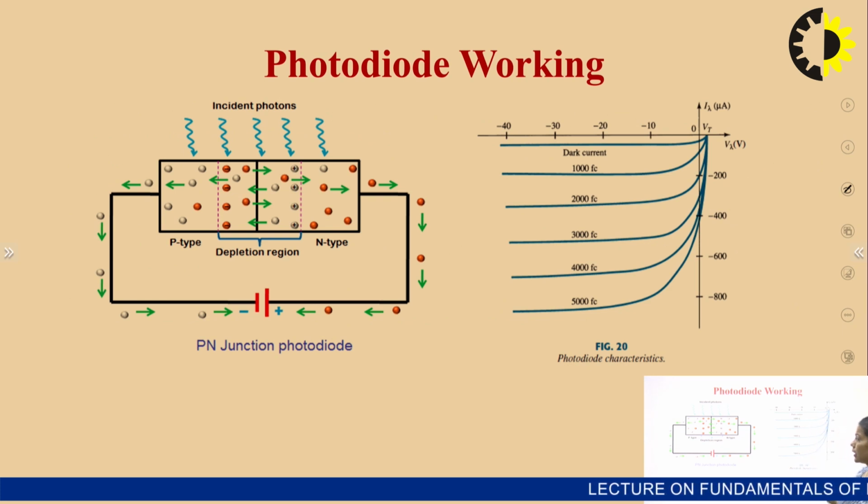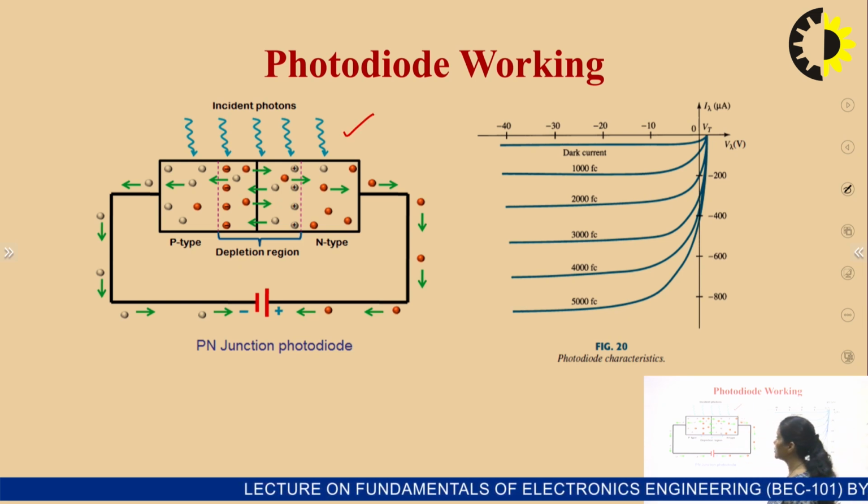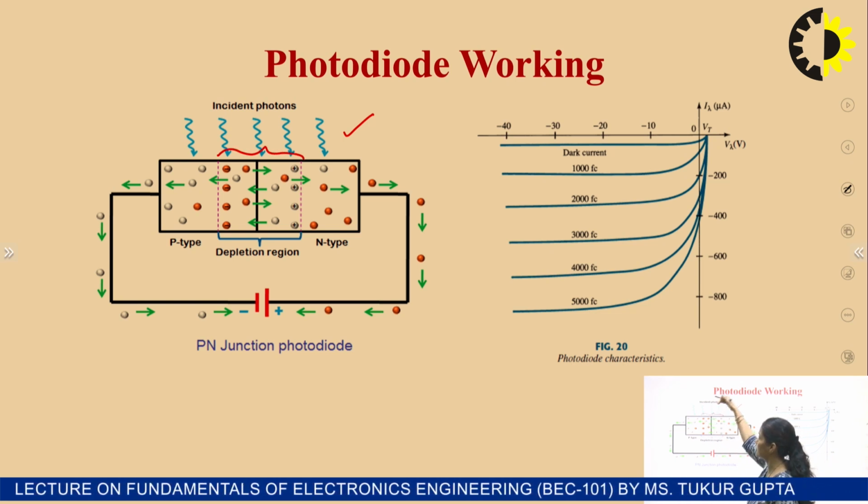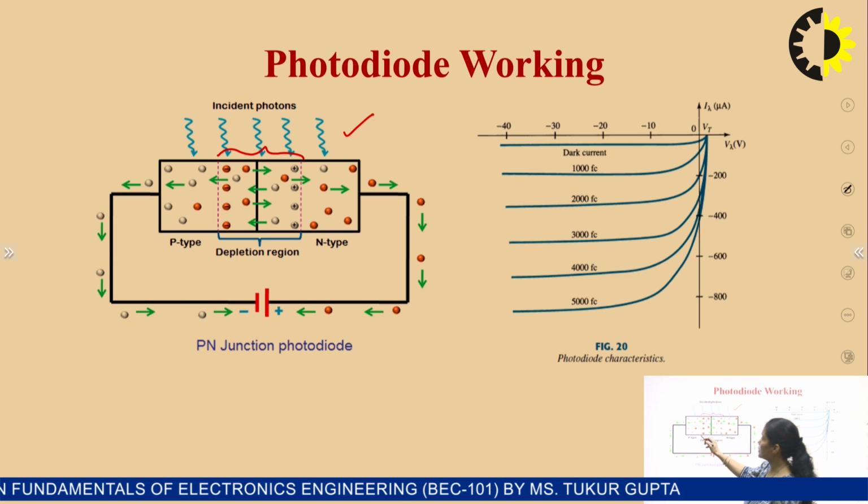This is the diagram that is showing the working that I have explained just now. Here is the incidence of the photons in the depletion region. This is the depletion region on which the photons are incident, and this will lead to the flow of current. So we can see the current.